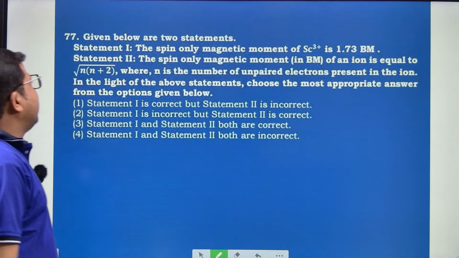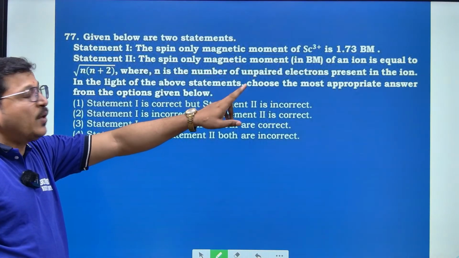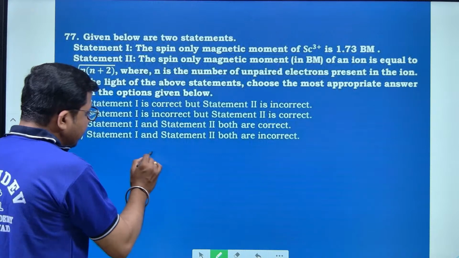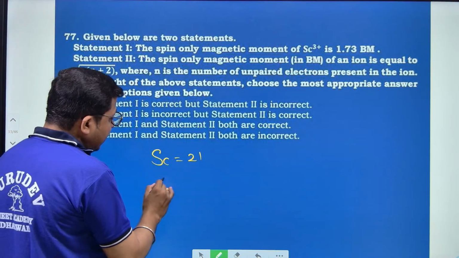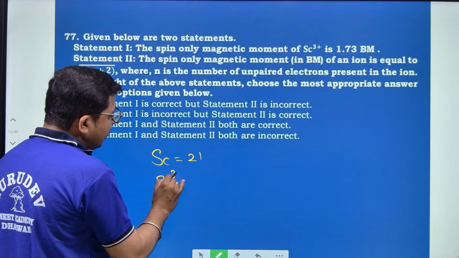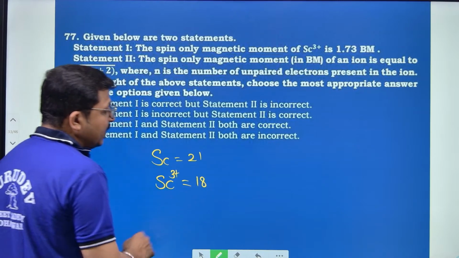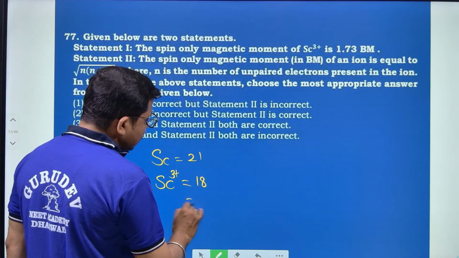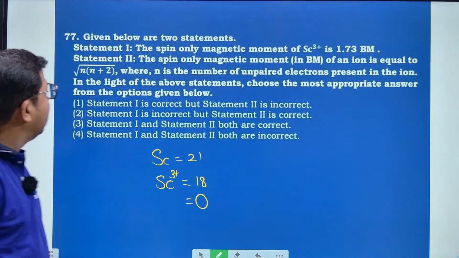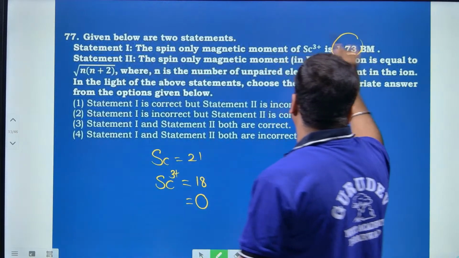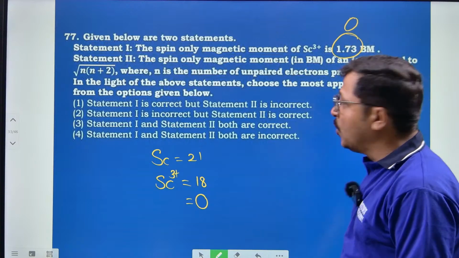Given below are the two statements. Statement 1: the spin only magnetic moment of scandium is 1.73. Actually scandium atomic number is 21, and if we remove 3 electrons from the outer orbitals of scandium, it will attain an 18 electron system. 18 electron system means what? There are no unpaired electrons present in the outermost orbital, hence the spin only magnetic moment of scandium is not 1.73, it is 0.